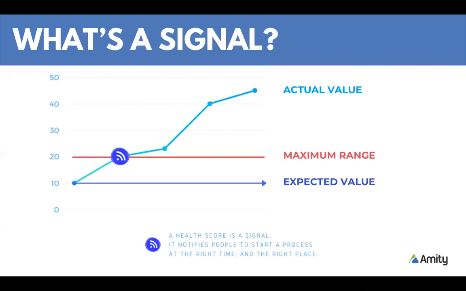So a signal is just a piece of data with an expected range. Maybe this is the average number of users in a week, and the expected value is 75. But if it goes below 50, that's a problem. And so the fact that your average number of users in a week has gone above or below your acceptable range, that's the signal.